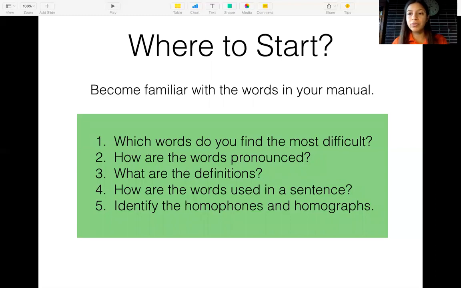Okay, so this is important. Remember, the pronouncer will say whether a word is a homophone or a homograph, so it's good to identify them beforehand.